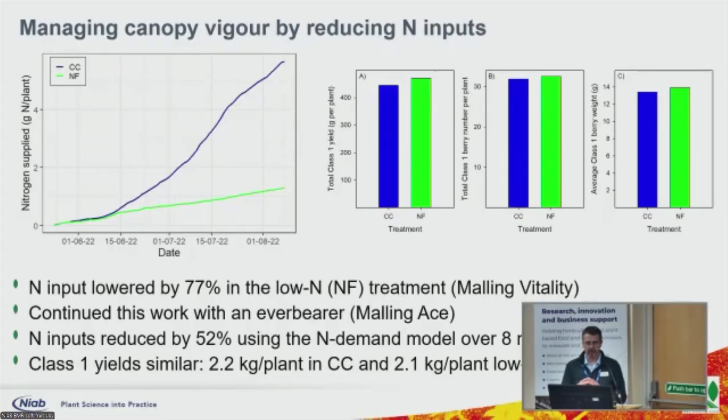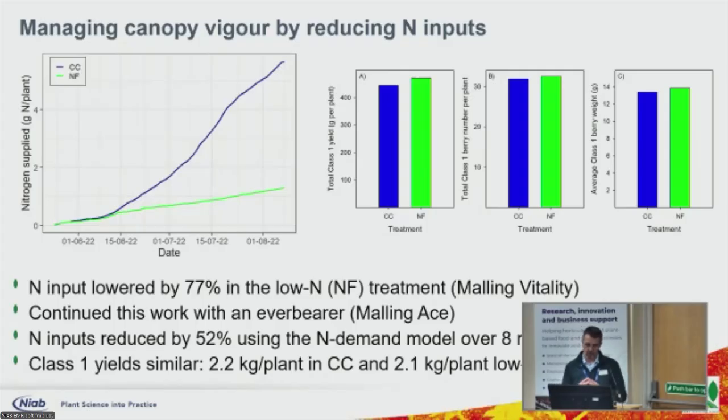And so significant potential to reduce the nitrogen input without affecting yield. And of course, this is fairly easy to do in a June bearer. It's far more challenging with an ever bearer when we have repeat flowering. And so we continue this work with an ever bearer, again, Marling Ace.